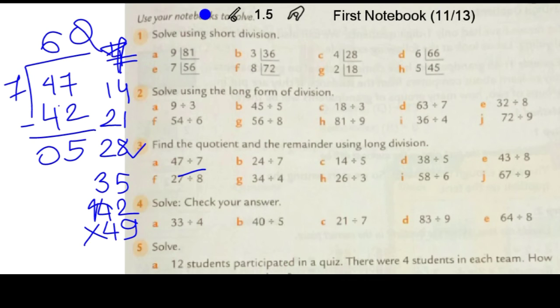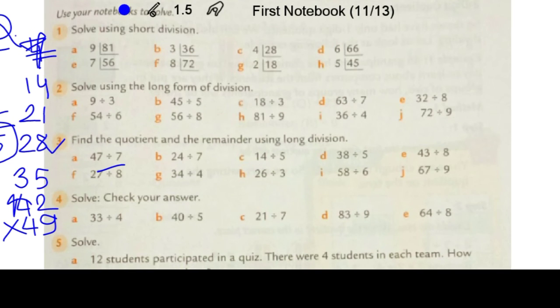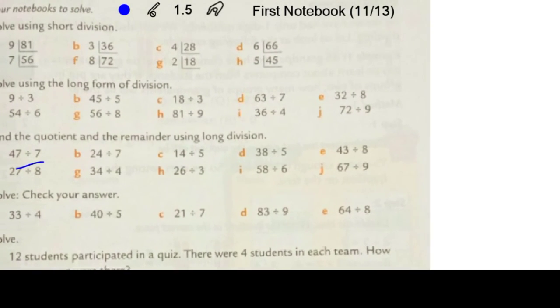And why is the remainder 5? Why do we stop here? Because 5 is smaller than our divisor 7. That's why we cannot do more division ahead. So this is our remainder and this is our quotient. Got it? Let's do one more question.